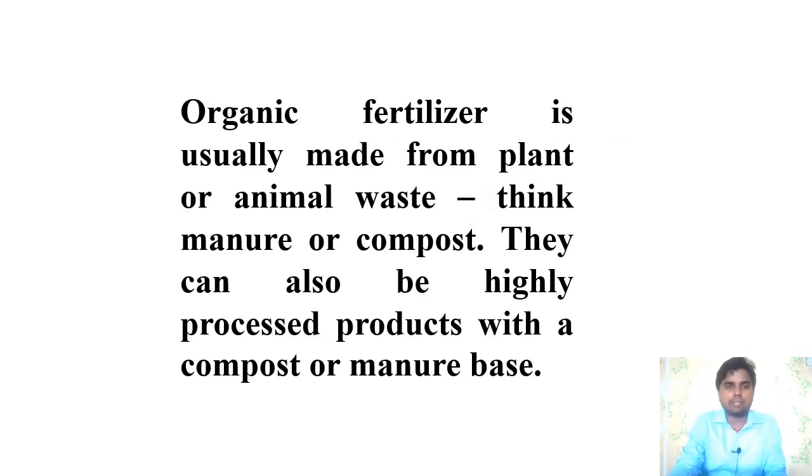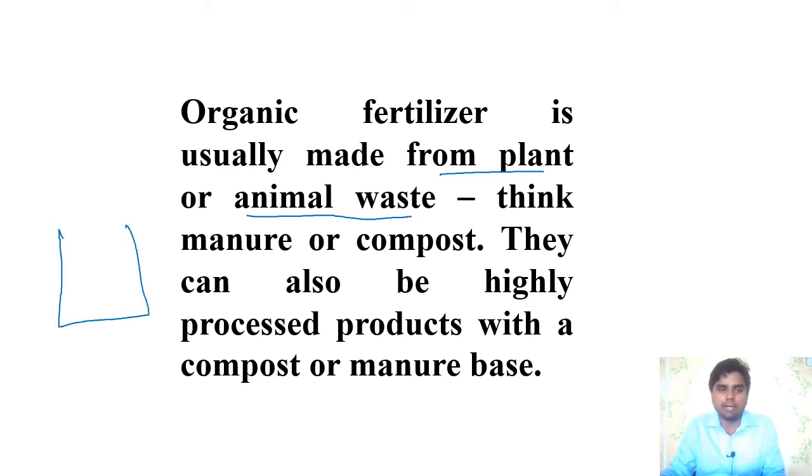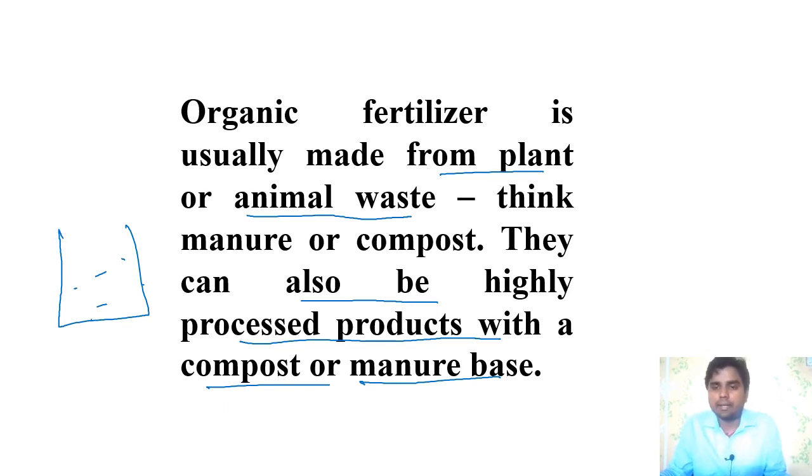Okay, so let's see. Organic fertilizer is usually made from plant or animal waste or by mixing both plant and animal waste. They can also be highly processed products with compost or manure waste. Once they are degraded, they are in this very simple form, and they are put into the field. It also contains different types of nutrients because it is of organic content.